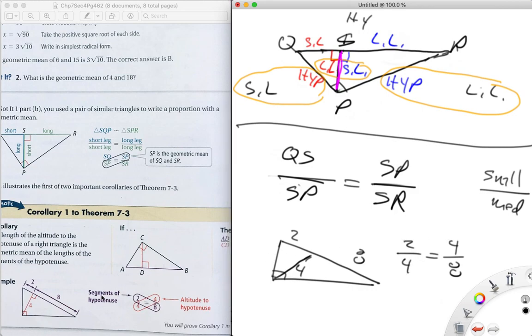They call it segments of the hypotenuse, altitude of the hypotenuse. This is my hypotenuse of the overall triangle. The altitude cuts the hypotenuse into two separate segments. Here is the small segment. Here's the large segment of that cut. The small segment applies to the small triangle. The long segment applies to the medium triangle. So that's what they mean by segments.